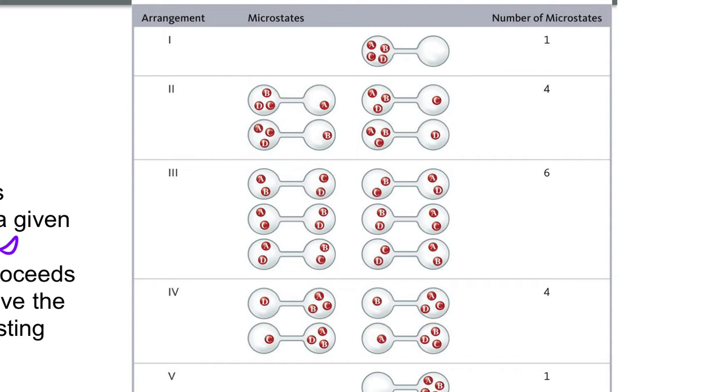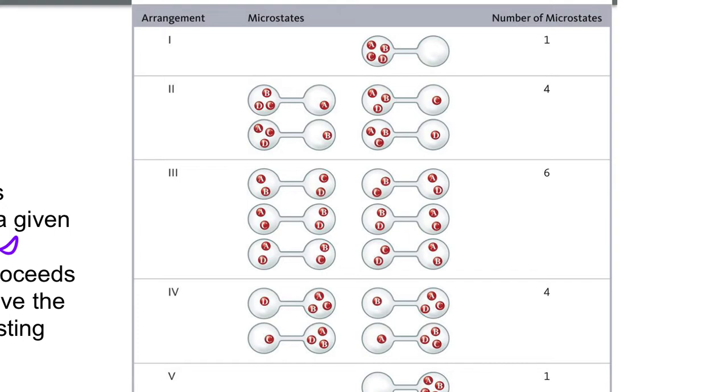If we think about having 3 atoms on one side and 1 on the other, there's 4 different ways we can arrange these atoms. With A on the right, B, C, and D on the left, etc., swapping out one of the lettered atoms. And we can do that in terms of the left bulb or the right bulb, so having 3 on the right versus 3 on the left. Each of those has 4 different microstates, or 4 arrangements.